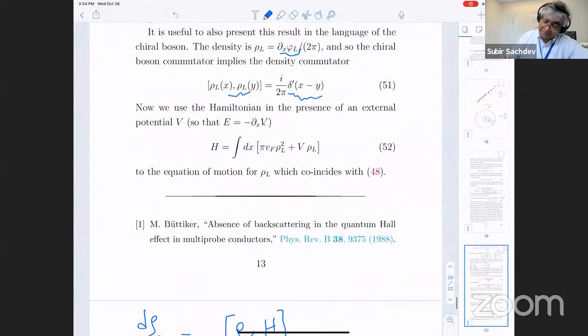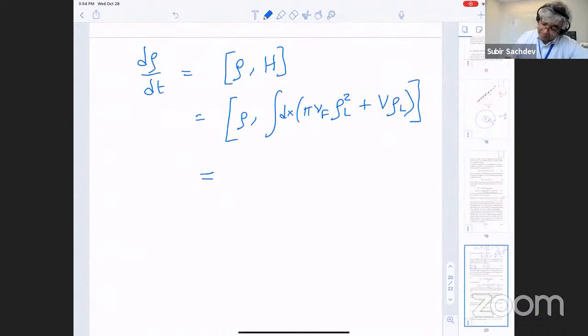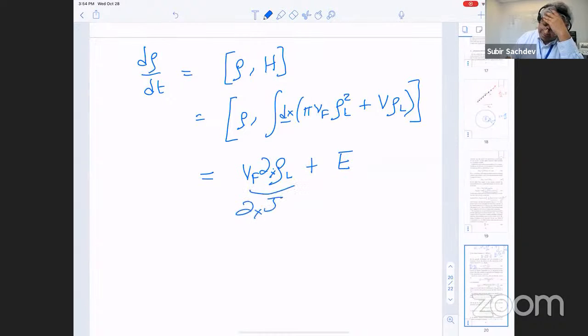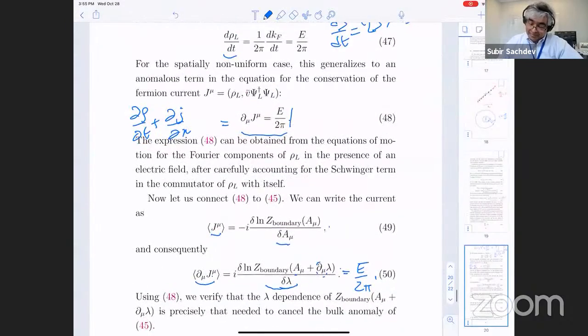And if you take this commutator and you use this fact, the rho commutator is a delta prime of x minus y, the first term will give you something like v_F times rho. But because you've got a delta prime from the commutator, you have to integrate by parts, and that will give you a d rho dx, so dx rho. And this will give you delta prime, and you take the integral over that, which will give you the electric field. So this is just the current, this is just dx j, and that's the electric field, which will probably have a factor of 2 pi. Okay, so that's what gives you this famous equation right here.